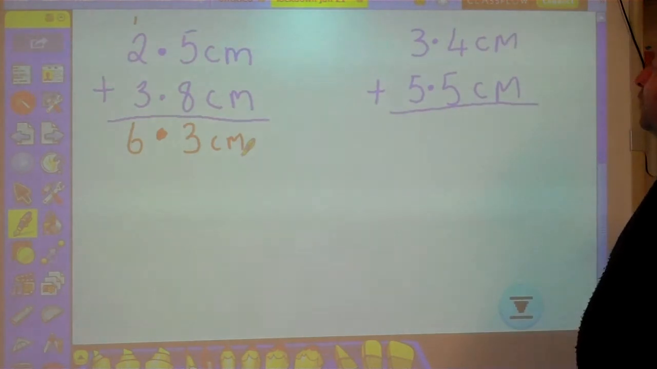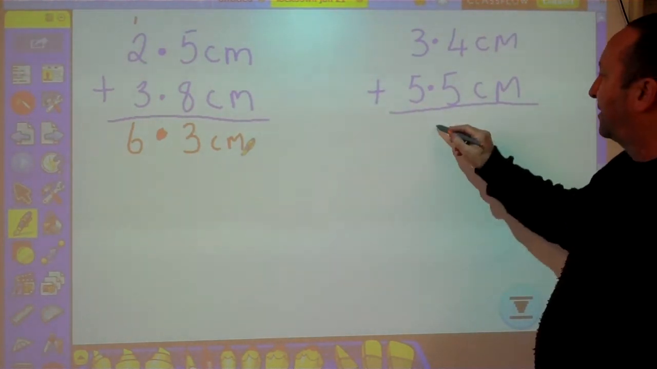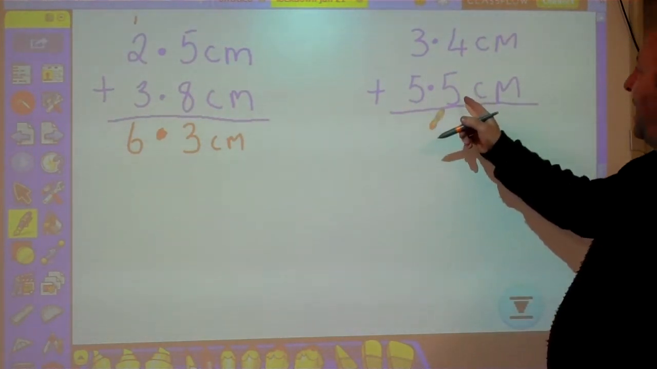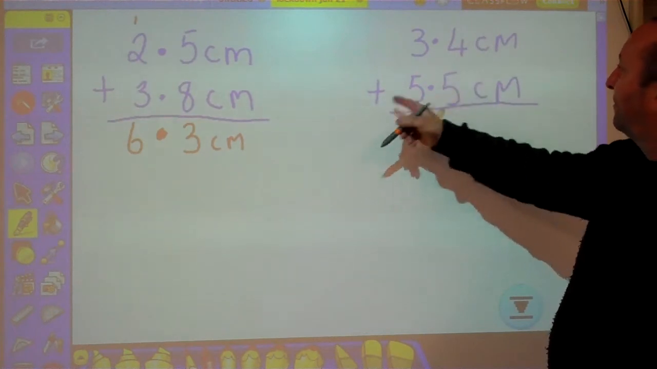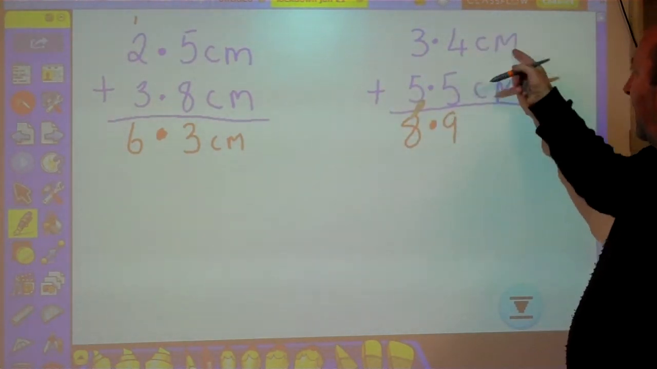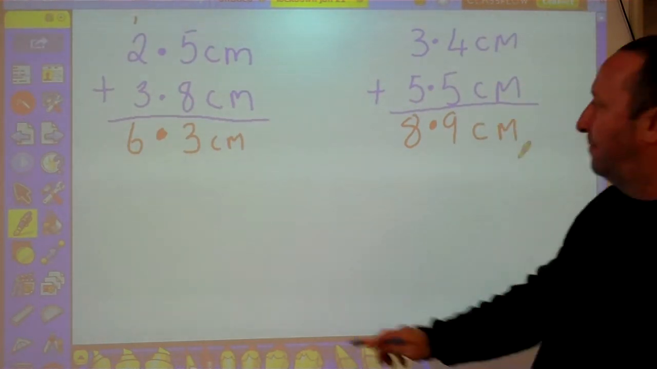Over here we go 3.4 cm plus 5.5 cm. They are to be added, so decimal points stay underneath each other in adding and subtracting. So we add our millimeters here, 5 and 4 is 9, 5 and 3 is 8, so keeping the larger measurement from the sum, our answer will be 8.9 cm.